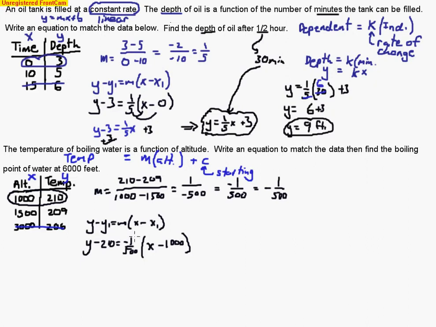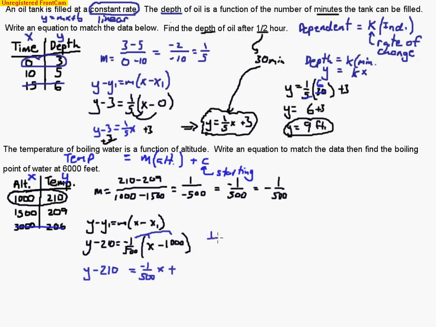And in this case, I end up having to multiply 1 over 500 by 1,000 and get a different number here. So let's see, we've got y minus 210 equals negative 1 over 500x, and it's going to be a plus sign because, watch the signs. Negative times a negative makes a positive.